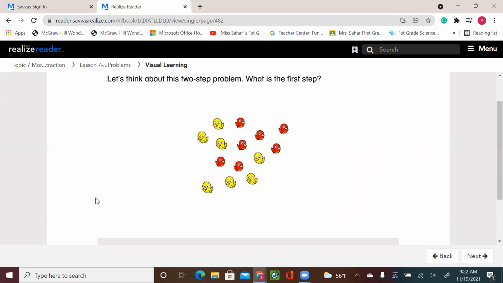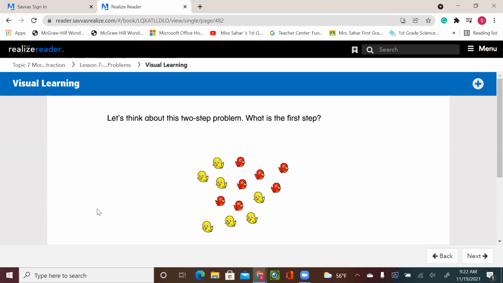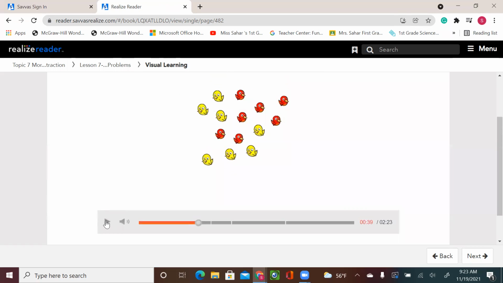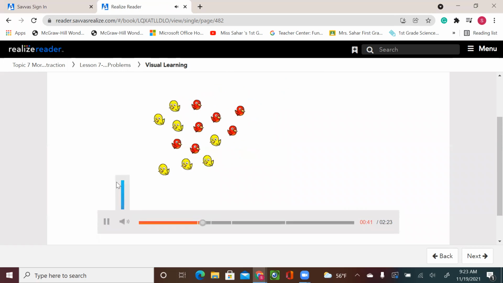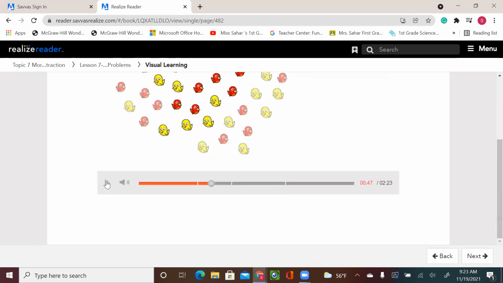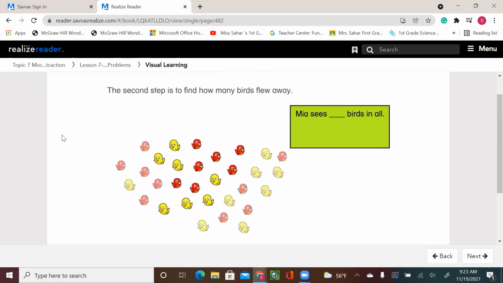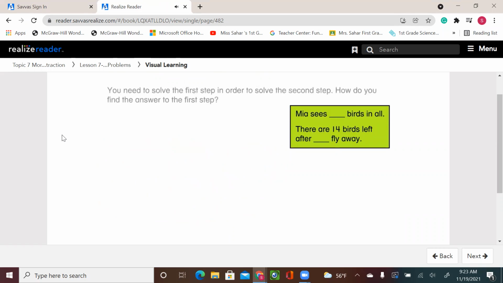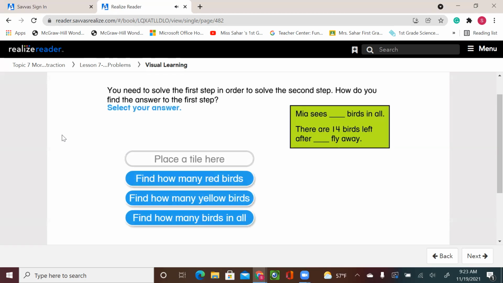Okay, first step, you need to find out how many flew away. So how many total, how many flew away? The first step is to find how many birds Mia saw in all. What is the second step? How many flew away to find how many left? The second step is to find how many birds flew away. You need to solve the first step in order to solve the second step. How do you find the answer to the first step? Select your answer.